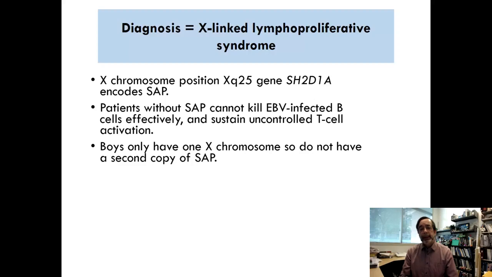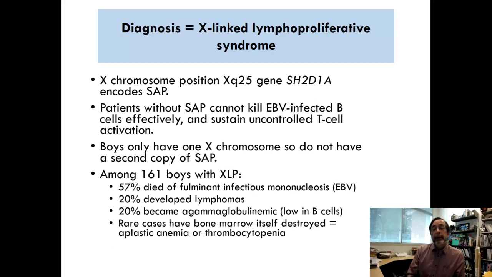And the particular gene encodes SAP. You can look for that with PCR, and you can see that that gene is messed up or not there. SAP is an activating protein for cytotoxic T cells and NK cells. Patients without SAP can't kill EBV-infected B cells effectively. So they have uncontrolled T cell activation because their T cells are trying to kill these cells. They're activated, but they're not able to be completely activated because they're missing an activation signal inside the cell.